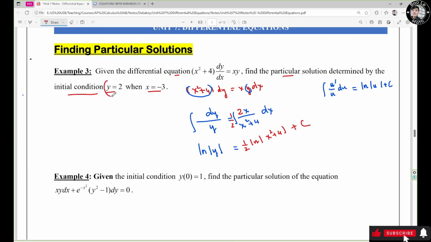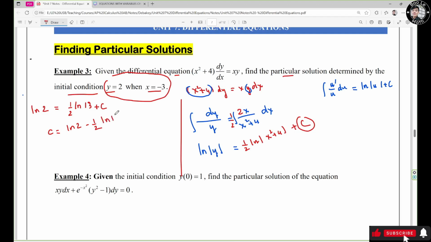Now I need to use the initial condition right here to solve for the constant c, right? So I have y equals 2, it's going to be natural log of 2. I don't need to put this one inside the absolute value anymore. Why? Because it's positive, right? So it's going to be 1/2 times natural log of, with s equals -3 substituted over here, it's going to be 13, right? So 13 is positive. I don't need to put this guy in the absolute value anymore, right? So it will be 13 plus c, right? Alright, so c equals natural log of 2 minus 1/2 times natural log of 13, right?